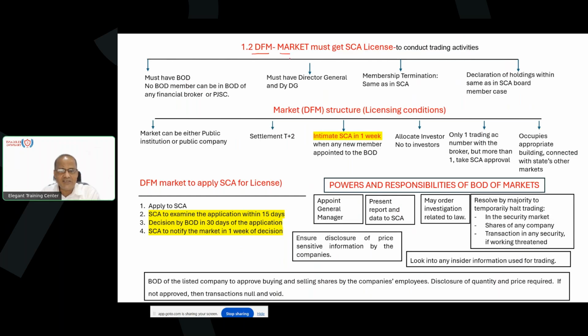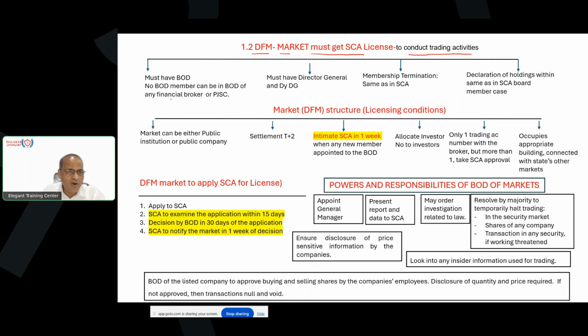DFM. Now SCA is gone. Clear? SCA chapter finished. Now talking about the market, the Dubai Financial Market. They must get a license from SCA to conduct trading activities. So what is the market activity? Trading is the activity of the market. The market provides a platform for the buying and selling of securities, which is a trading activity, and that activity requires an SCA license. So every market needs the regulator's license. Clear now? Okay.